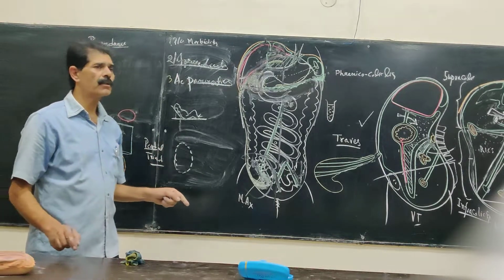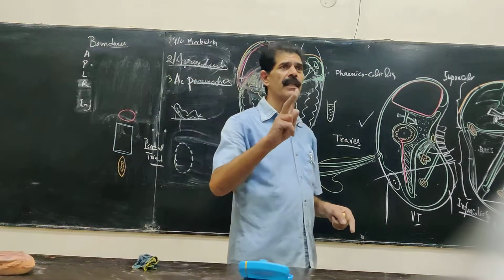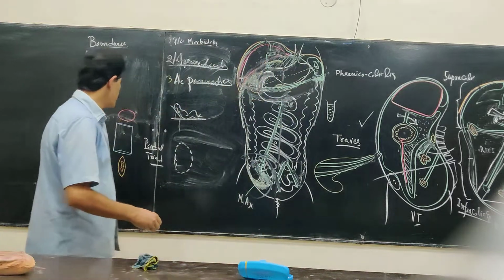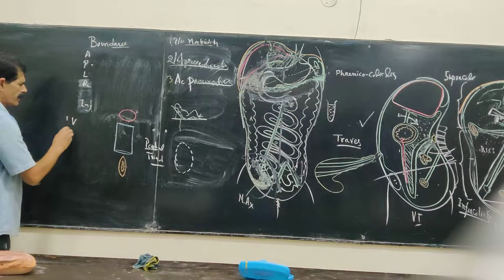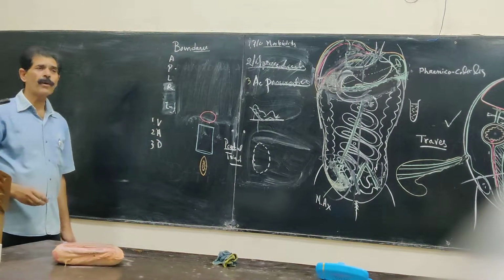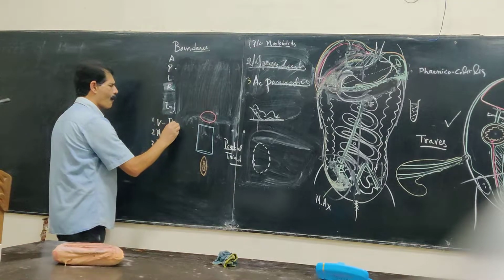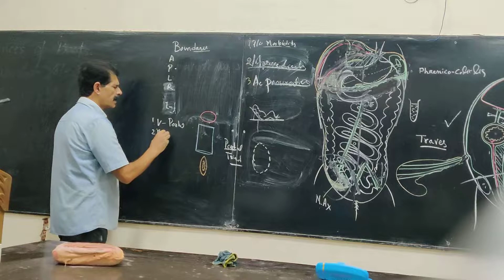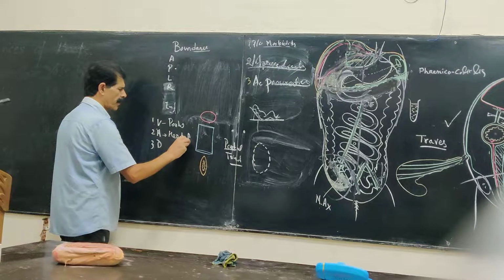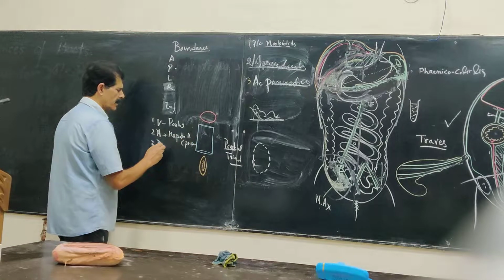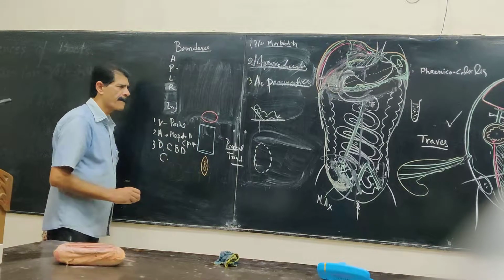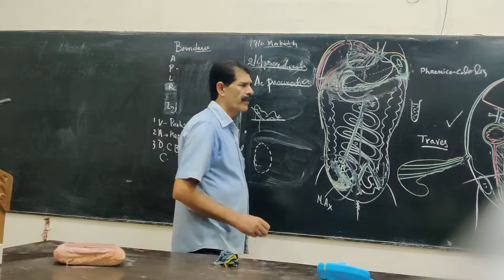Because the lesser omentum is double layered, and in these two layers there are three structures that are called the portal triad. The portal triad is formed by number 1, a vein, an artery, and a duct. The vein is called the portal vein. The artery is called the hepatic artery proper, in brackets proper hepatic artery. And the duct is the CBD, common bile duct. So these are the three structures.